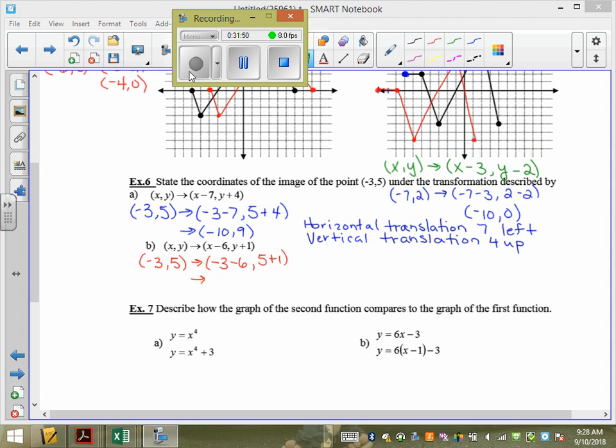I'm going to get my new point, which is negative 9 and 6. So I have a horizontal translation six, what? Left or right? Left, because I have an x and I'm subtracting 6 off of it. So I'm going to eventually be moving myself to the left. And I have a vertical translation.